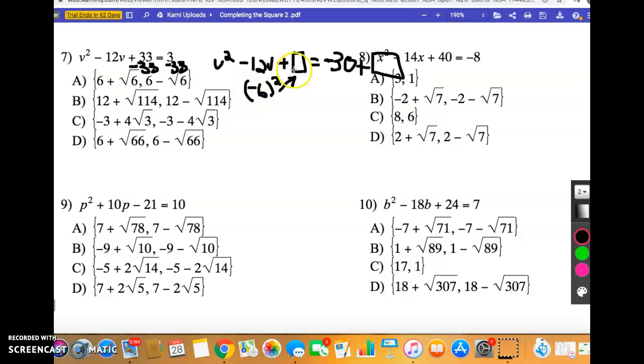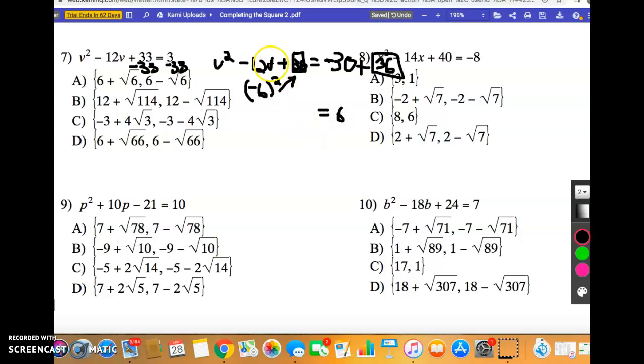And negative 6 squared is, didn't leave much room, but that's a 36. Okay, kind of see that in there. That's a 36. Inside here, this is also a 36. Right, whatever goes in one box goes in the other. And now we simplify. So again, I'll make the right side nice and easy. Negative 30 plus 36 is 6.